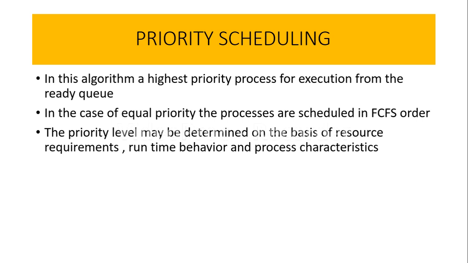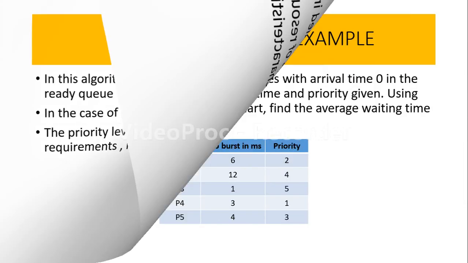In case we have two different jobs of the same priority, then we use the concept of first come first serve order, so that we can break the tie. Okay, so let us start with priority scheduling with the help of an example.